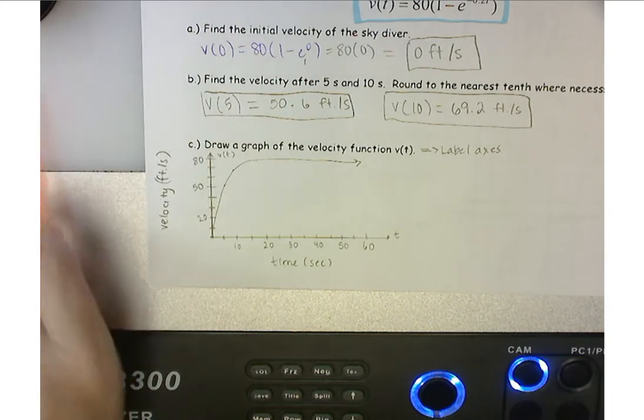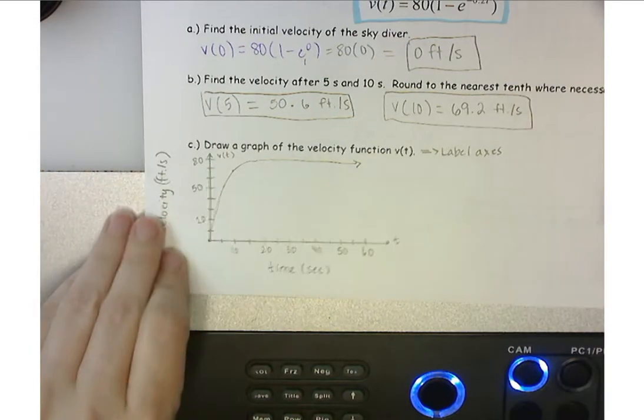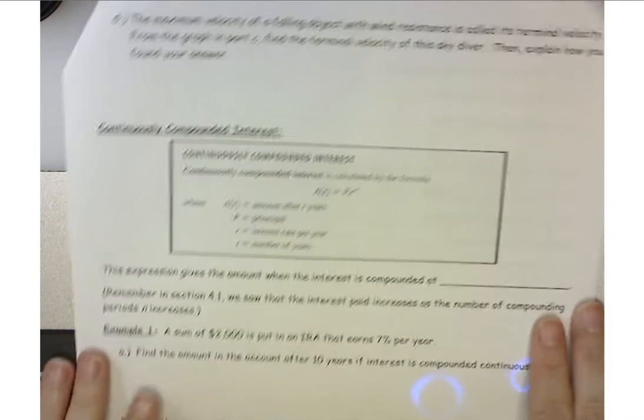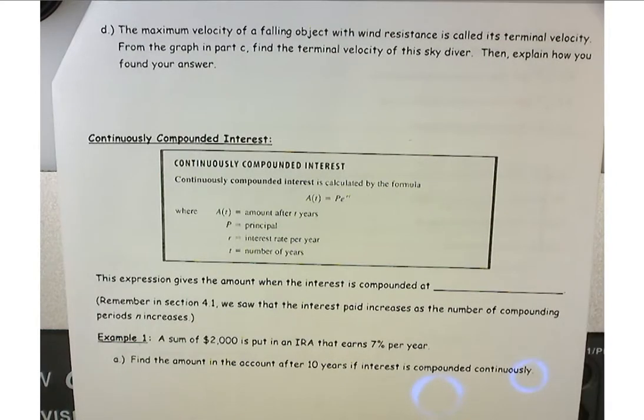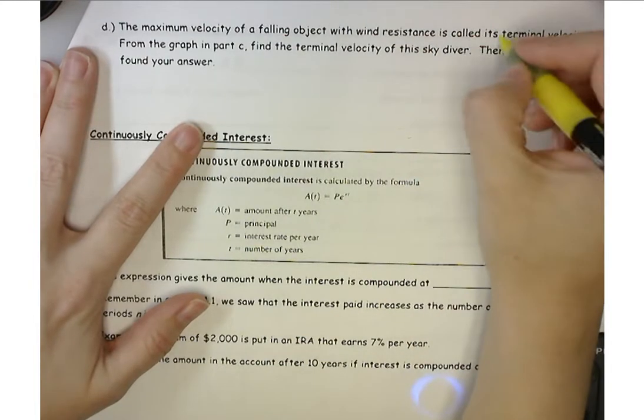So is terminal velocity something you guys discuss in physics? Say no. Okay, so our last part, part D, does talk about the terminal velocity. So the maximum velocity of a falling object, with wind resistance, is called its terminal velocity.